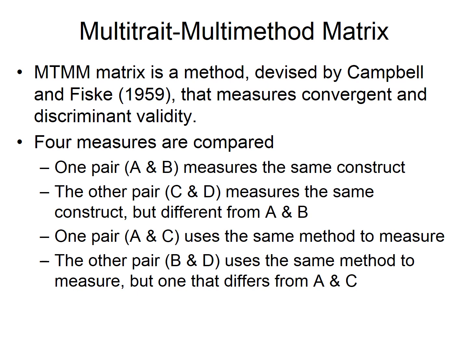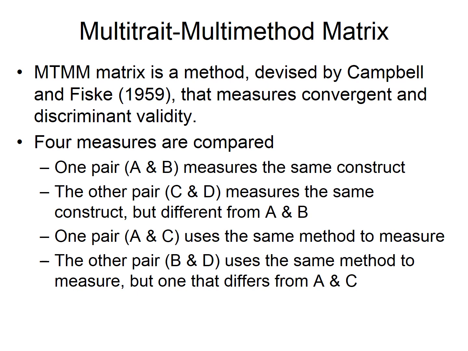So first, we're going to have a pair of variables that measure the same construct, so A and B. We're going to have another pair that measures the same construct but different from A and B. So you always have to have two constructs, different constructs, to use the multi-trait, multi-method matrix. For example, I'm going to use the example in this case, depression and anxiety. So depression is A and B. Anxiety is C and D.